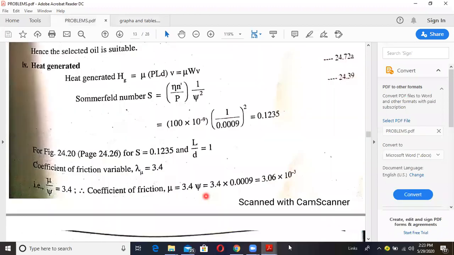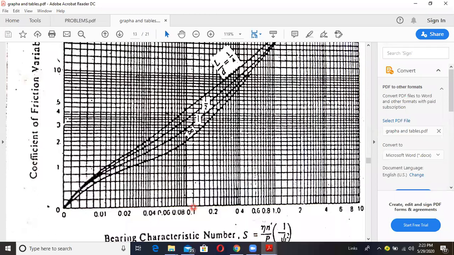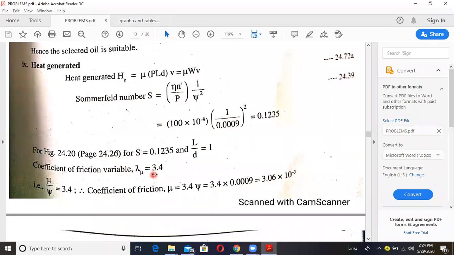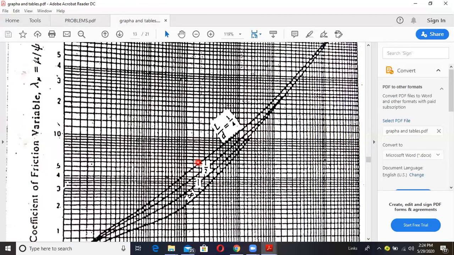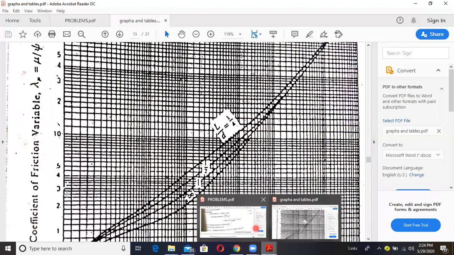See here, 0.12 somewhere you will get here. Move upward until it touches L by D 1. Then you come like this. So somewhere you will get above 3, in between 3 to 4. Therefore, we are going to take the coefficient of friction variable as equal to 3.4. That can be written as mu divided by xi is equal to 3.4. In the figure only we can write mu divided by xi. So therefore, mu by xi is equal to 3.4.